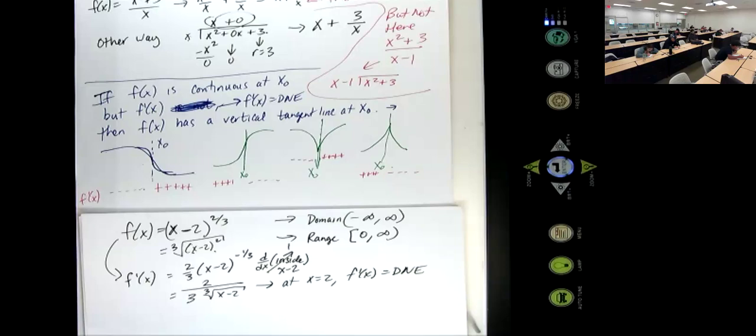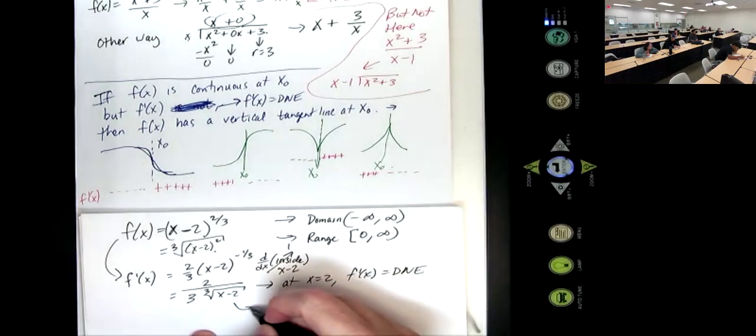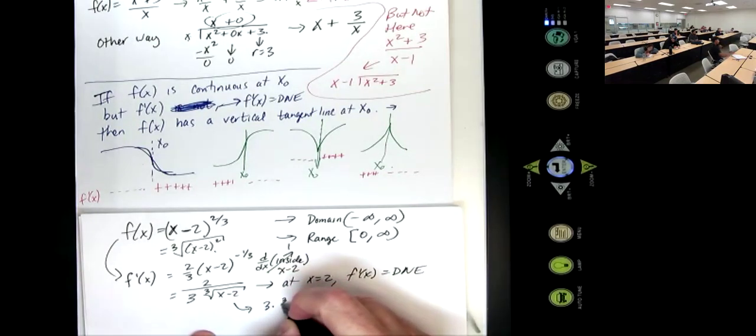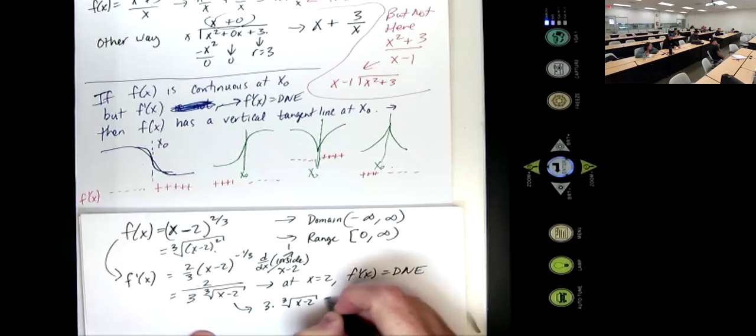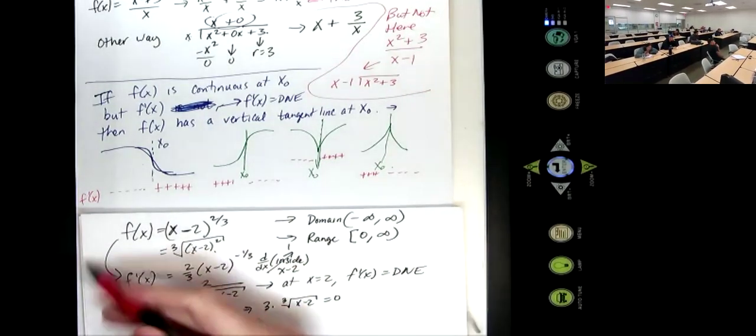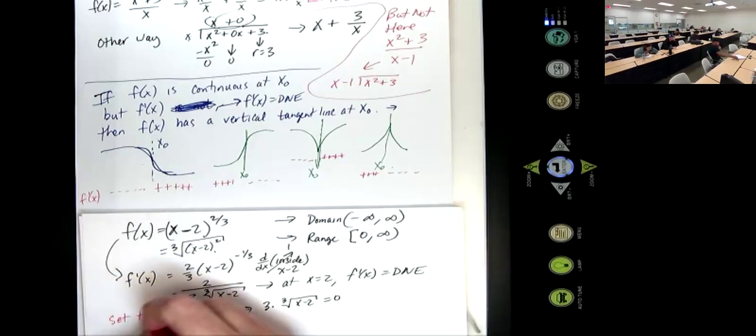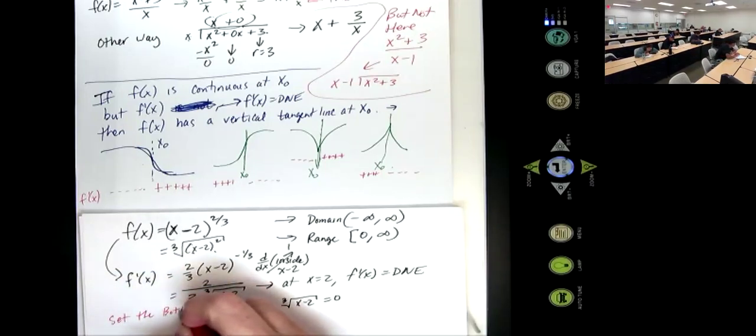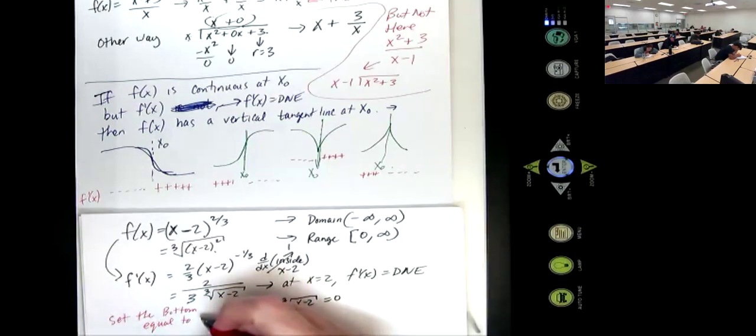Again, how would you know that x equals 2 at this point? Set the denominator equal to 0. If you set the denominator equal to 0, this will find domain violation. Set the bottom equal to 0 for DNE.